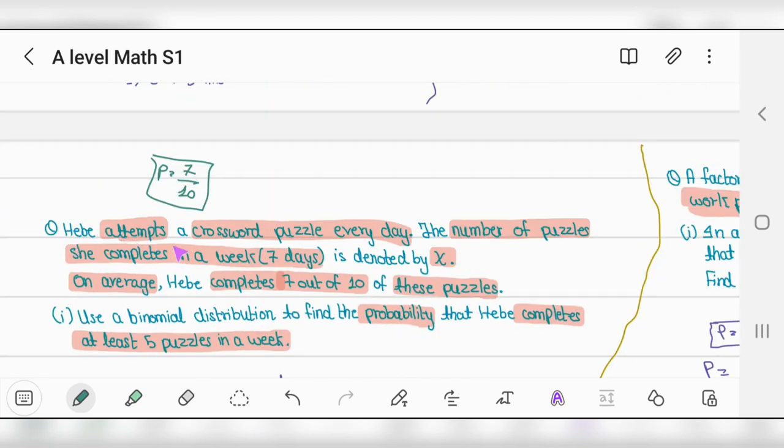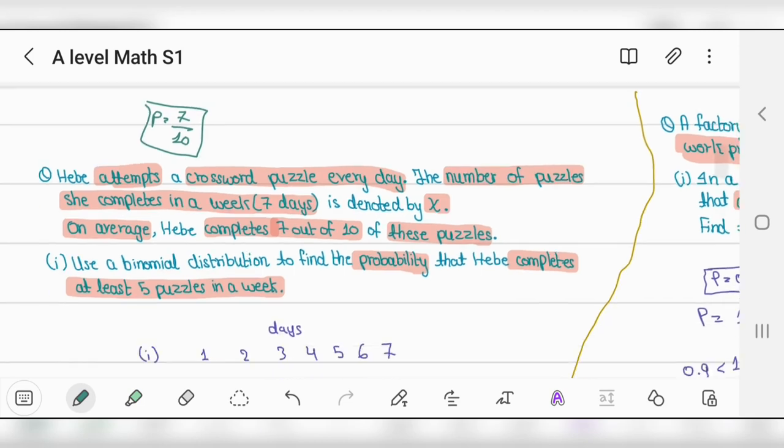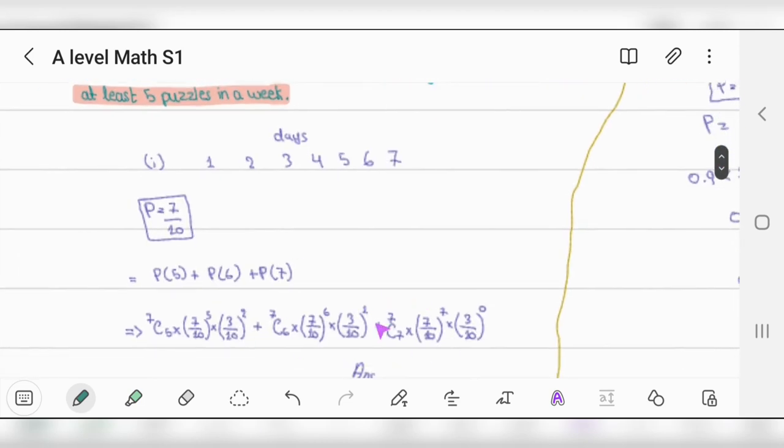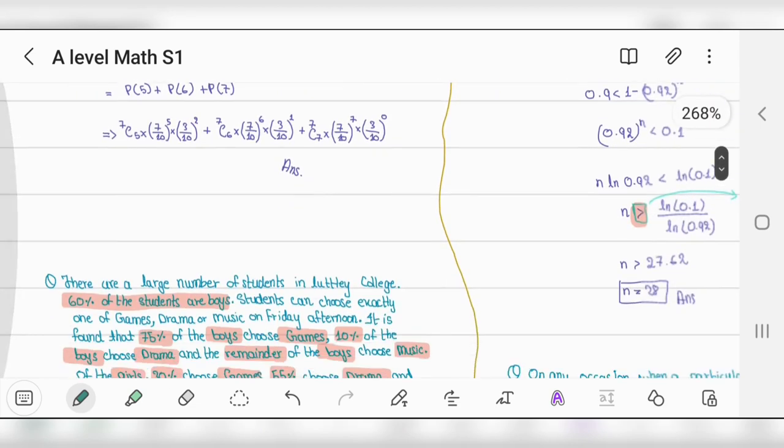Question: Hap attempts a crossword puzzle every day, one puzzle for each day. The number of puzzles she completes in a week, 7 days, is denoted by x. On average, Hap completes 7 out of 10 of these puzzles, so we have this probability of success. Use the binomial distribution to find the probability that Hap completes at least 5 puzzles in a week. So in a week, which means 7 days, and every day she attempts a crossword puzzle, the total n is 7, and it says at least 5, so we can take 5, 6, and 7. And there you go, this is the answer. Simple as that.